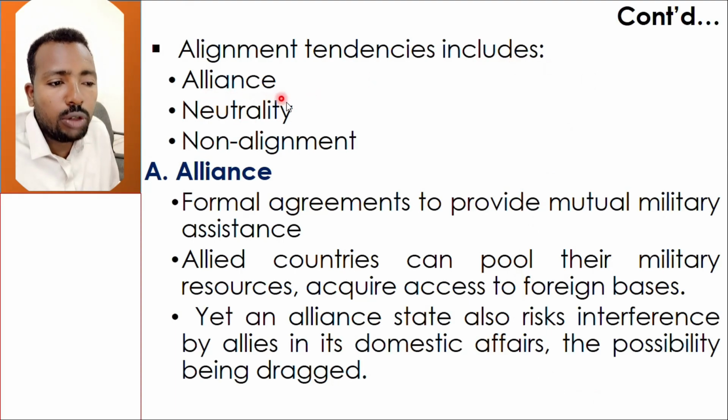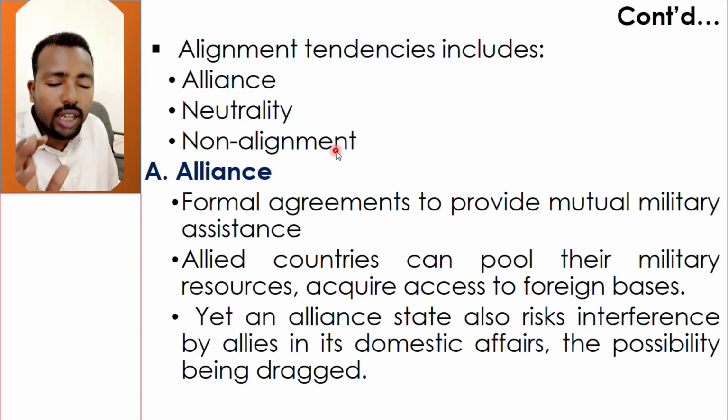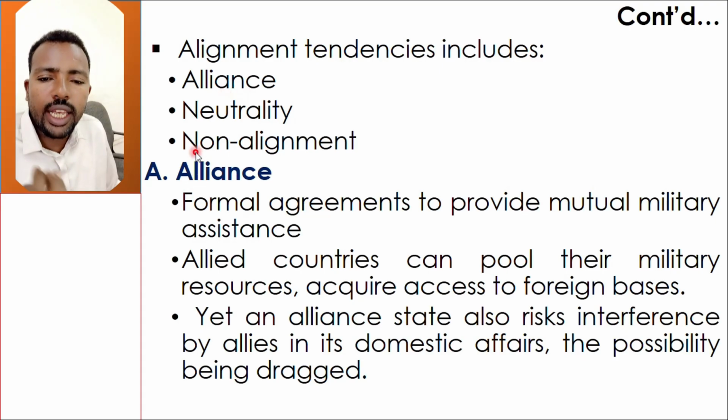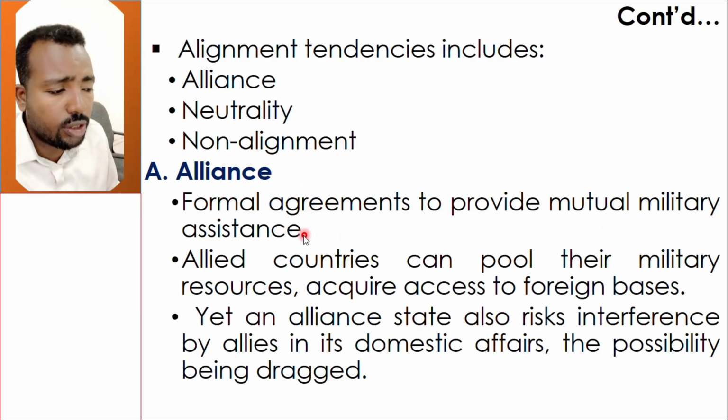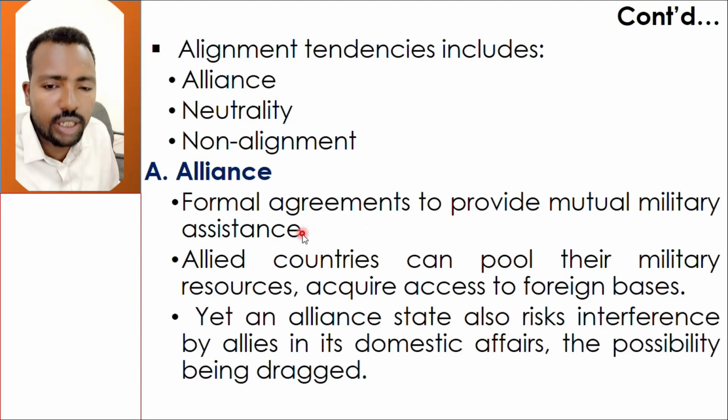Alignment tendencies include alliance, neutrality, and non-alignment. These are tendencies from which alignment could be made. Let us see those tendencies from which alignment could take place and how they contribute to foreign policy analysis and the importance of making alignment. Number one is alliance. Alliance is a formal agreement to provide mutual military assistance between nations or countries.